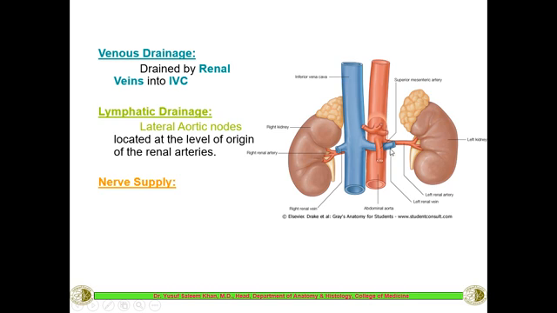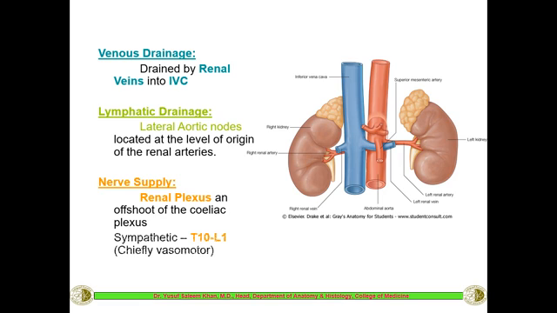Just beside here will be the lateral group of aortic nodes, and so these kidneys will be draining into this lateral aortic group of lymph nodes. Coming to the nerve supply, it is by a plexus called the renal plexus. It is an autonomic plexus and an offshoot of the celiac plexus. The main plexus is the celiac plexus. From there, a plexus arises which will be supplying the kidney. This is called the renal plexus.